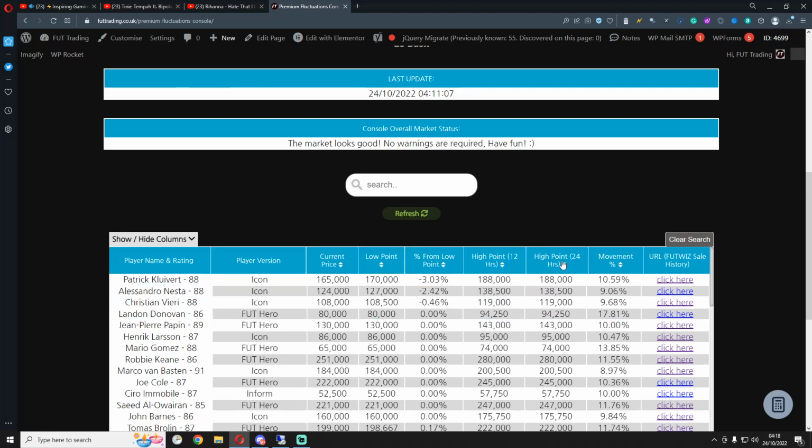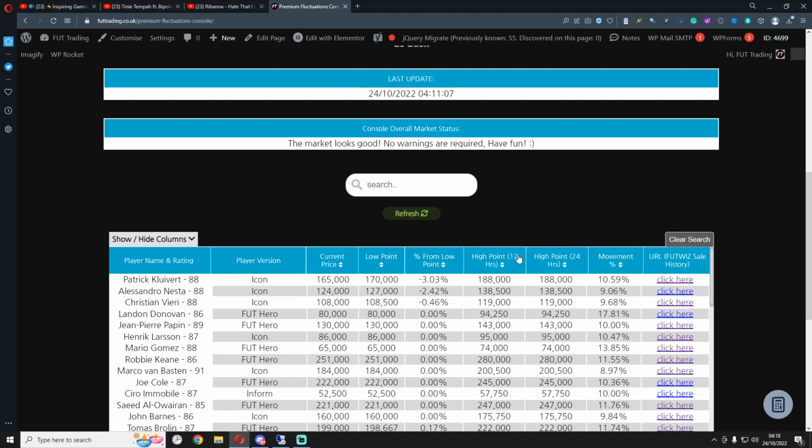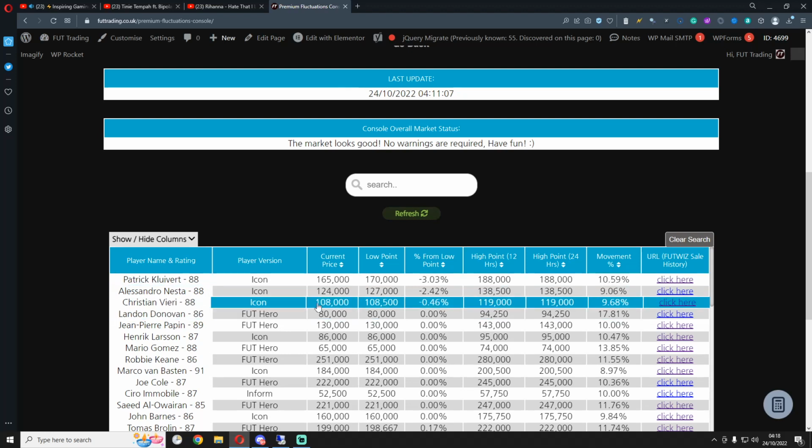Some cards' high point before could have been from 2 AM in the morning when it was nearly midnight the next day. So obviously the odds of that happening again over a 24-hour period is quite a long time to wait for a fluctuation. Whereas using 12 hours means the card's more likely to fluctuate at a quicker speed, okay? So we're looking at the Vieri.